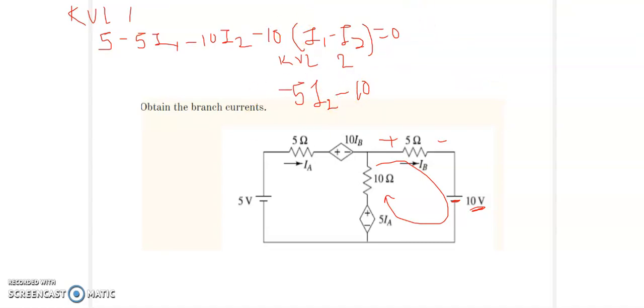Sorry, in equation number 1 we left one term after this 10 ohm resistor. We left this dependent source. It will come as minus 5 IA, and IA is equal to I1, so minus 5 I1 equals 0. This was our equation number 1. Now in equation number 2, it is minus 5 I2. Then coming to this source, minus 10. Coming to this dependent source, now it will be plus 5 I1.